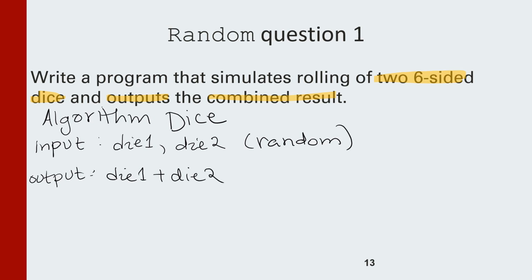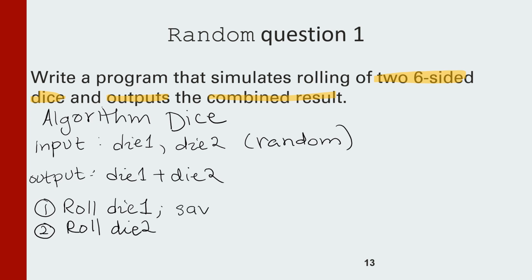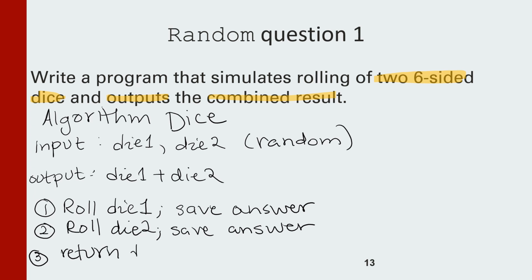So let's think about the steps. Well, first I need to roll the dice, which I'll think about as rolling each die separately. Roll die 1 and roll die 2. And I probably want to save the answer. And then finally return what the sum of those two is. You can see I start to use a little bit of Java syntax here.